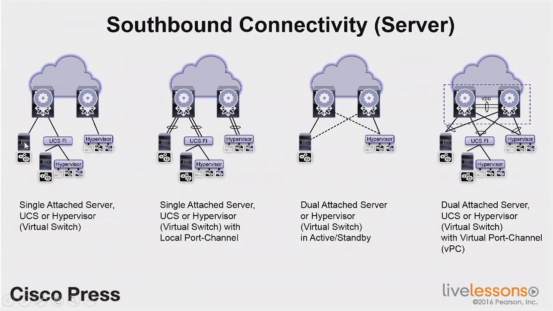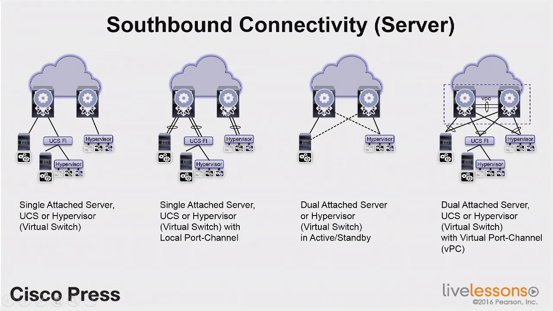Here I'm showing a physical server attached single-threaded into a single leaf. I can also take the exact same concept of a UCS Fabric Interconnect and single attach it into the leaf as well. I can also take a hypervisor and have it single-threaded in there as well. Again, this is an option. I'm not recommending this as a best practice or a leading practice. This is an example based upon your use case and your requirements.